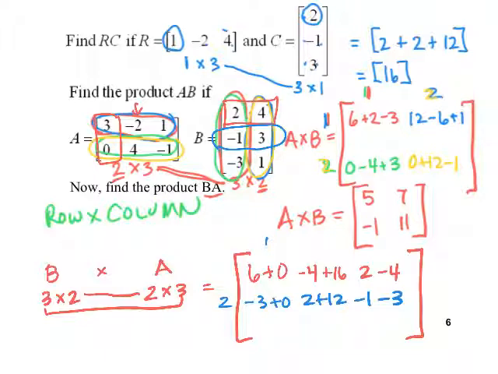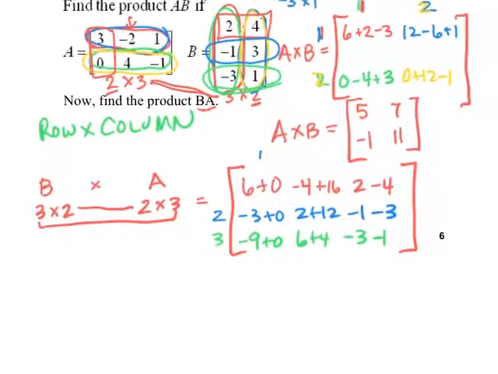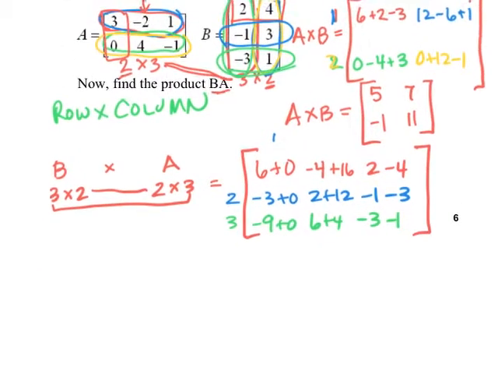And we're on to our last row right here, last row, row 3 times first column. -3 times 3 is -9, and 1 times 0 is 0. -3 times -2 is a 6, and 1 times 4 is a 4. And lastly, -3 times 1 is -3, and 1 times -1 is -1. So we are just about done. We just need to simplify this a bit.